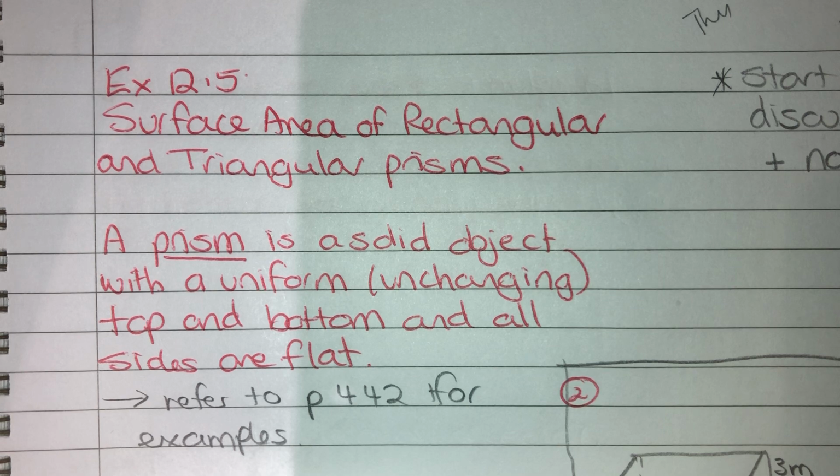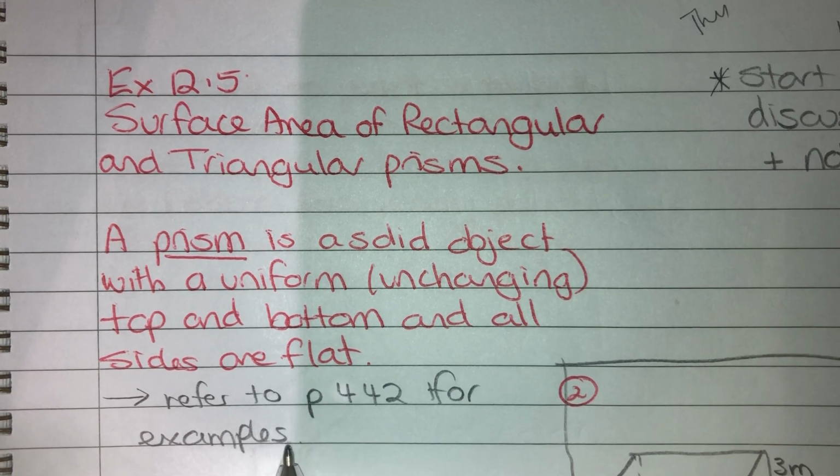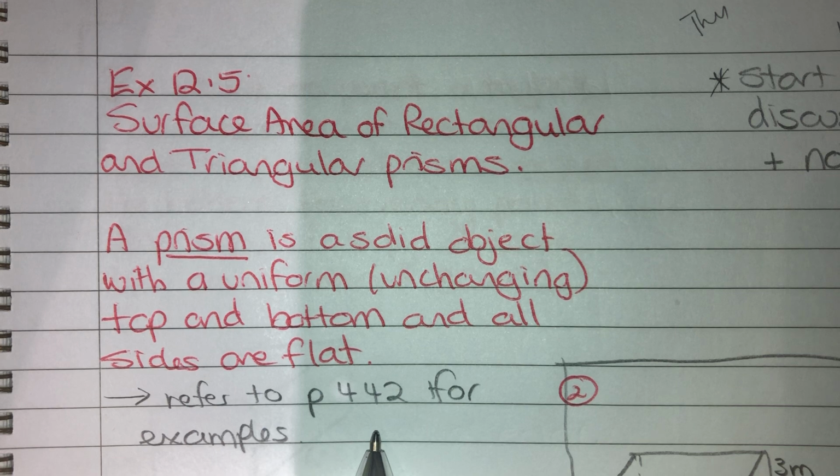Another one would be a triangular prism, like a Toblerone chocolate bar, which has a triangle at one end and a matching triangle at the other end. Okay, so they are both examples of prisms. So in your book, I've said refer to page 442 for some examples.